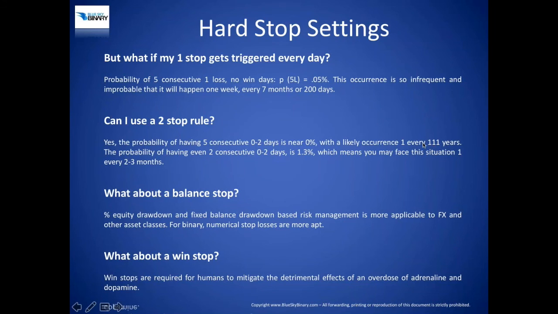That's something important to note. So it's very unlikely that you're going to have 0-2 five days in a row, given the win rates that we have. The probability of having even 2 consecutive 0-2 days is 1.3%, right? 2 consecutive days where you're at 0-2 and 0-2, which means you may face this situation once every 2 to 3 months. With a probability of 1.3%, it means you'll probably be encountering this every 10 weeks. So you can use a 2-stop rule. We urge you to use a 1-stop rule.